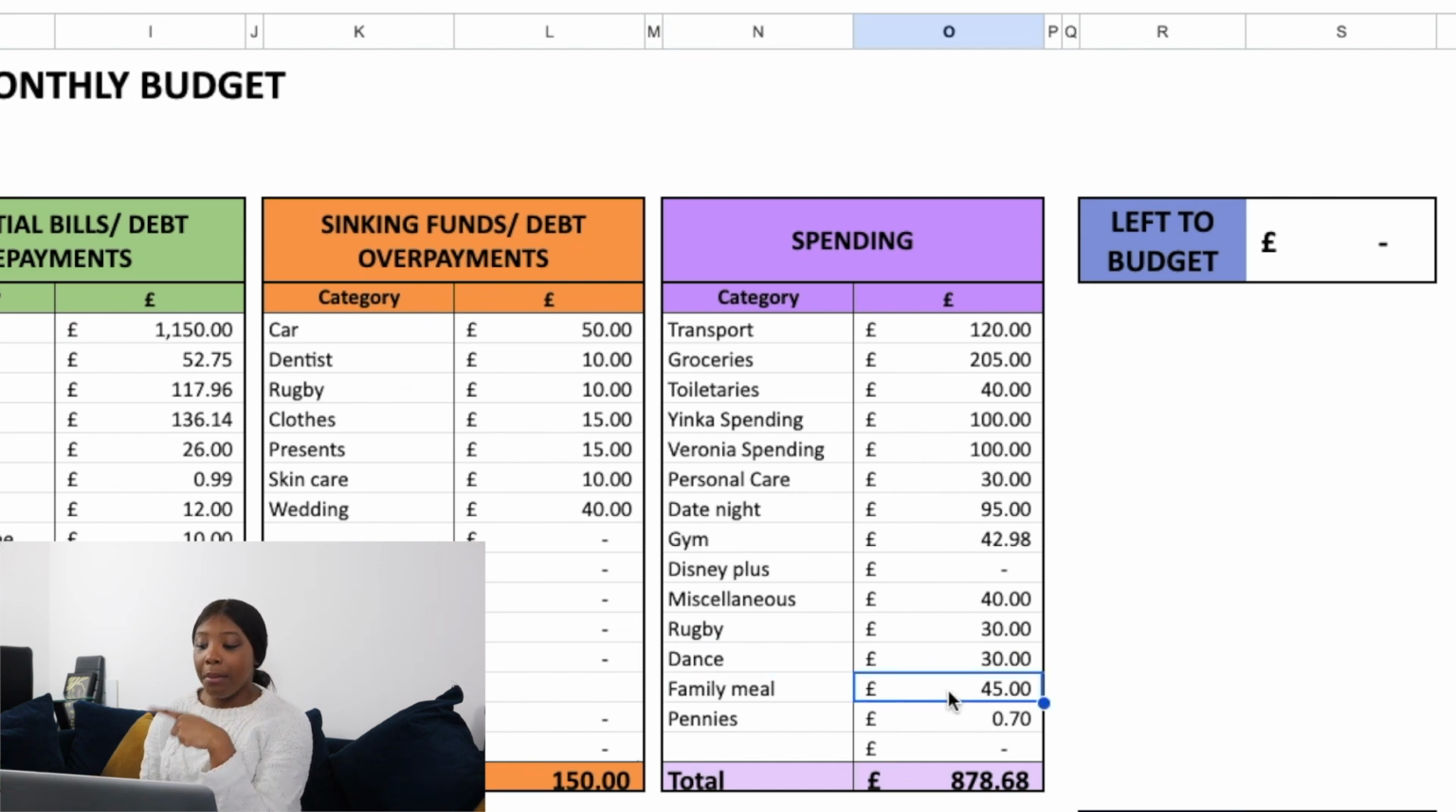We've also got a family meal this month, which is a bit different. So we have decided to allocate some money separate for that in our spending, and that's 45. And then we had some loose change over. So again, we added that to our pennies pot. So for the month of March, we are looking to spend around 878. It's slightly more than usual, probably because we've got that family meal included, but I'm hoping this budget will still be good for the month of March.